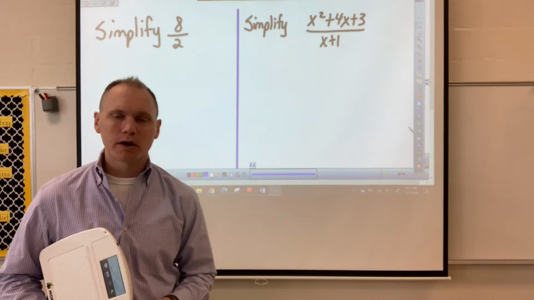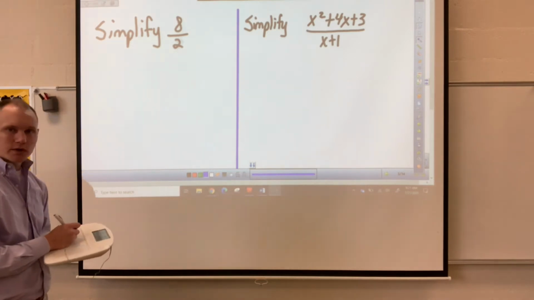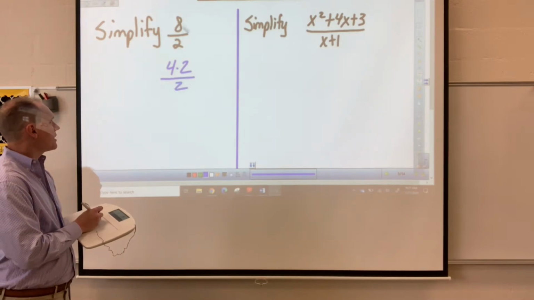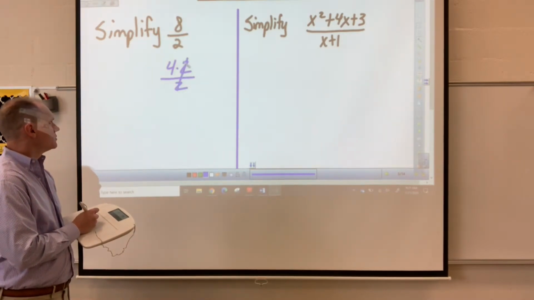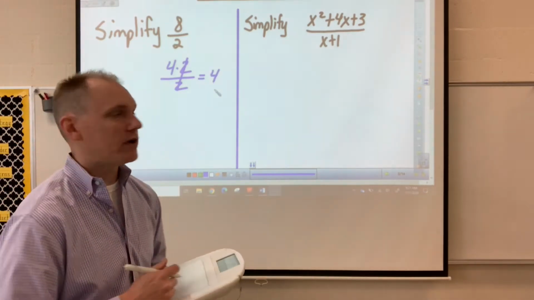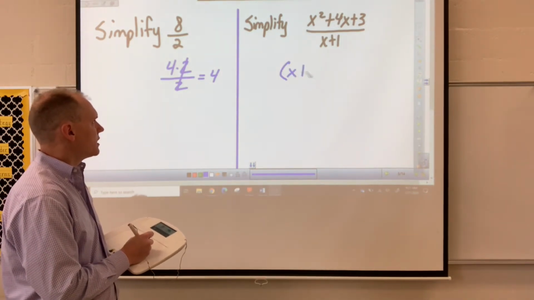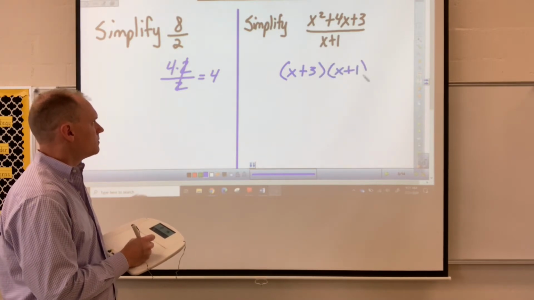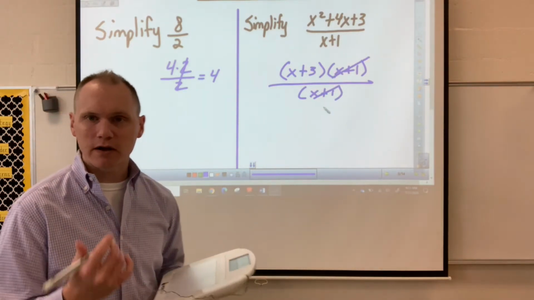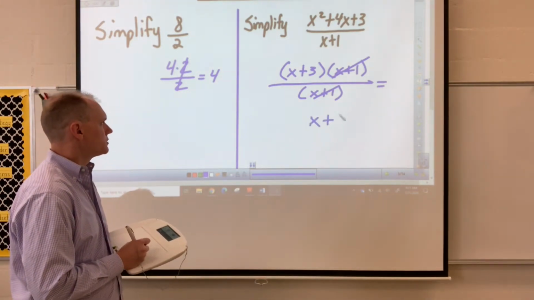But before we do, I want to remind you of something we did last lesson, which is simplifying fractions. So in this case, with numbers, we can use the same idea here. 8 divided by 2 is the same thing as 4 times 2 divided by 2. If we factor the numerator and find a common factor, 2 divided by 2 is 1, leaving us with just 4. So if we can find a common factor, we can actually simplify this. So in this case, over here we have x squared plus 4x plus 3, which factors into x plus 3 times x plus 1, divided by x plus 1. X plus 1 is reduced. Again, that's just a factor simplifying to 1. So we're left with x plus 3.